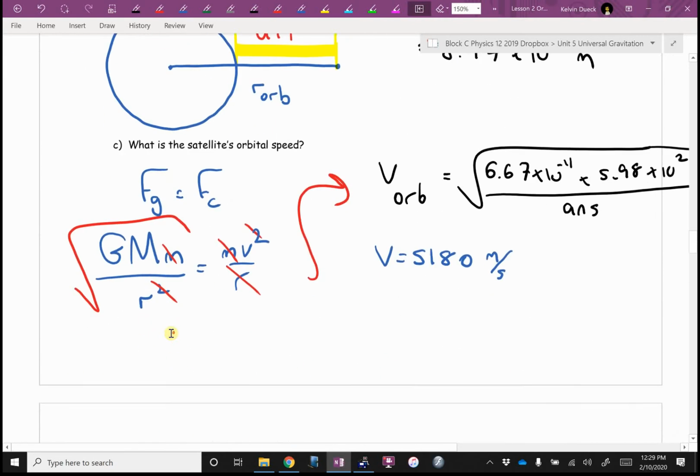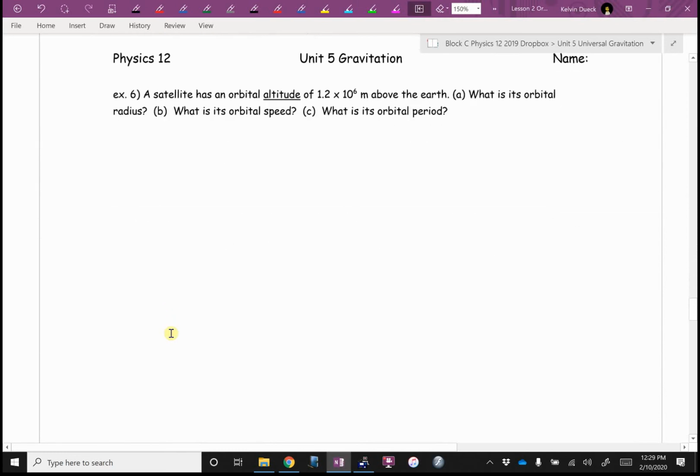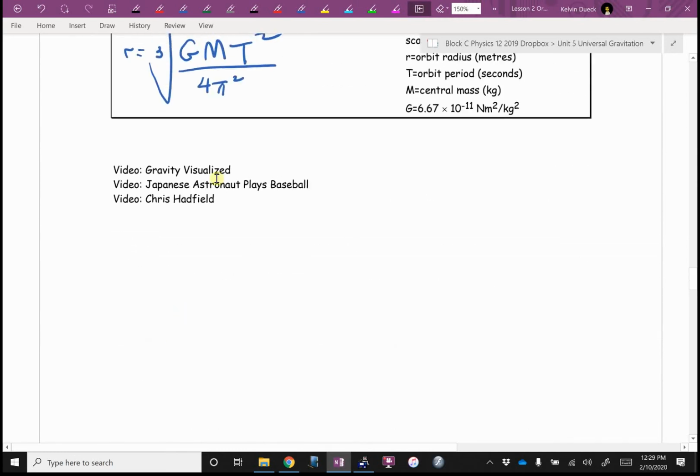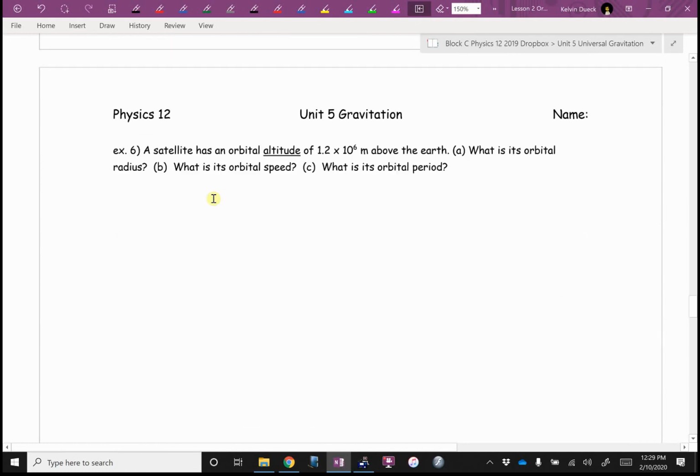So we got all the way up to and including example 6. I think with you folks, we watched the gravity visualization with the stretchy sheet of Lycra as an illustration of gravity. We did watch the astronaut playing baseball, and I think I showed you the Chris Hadfield video as well. So example 6: a satellite has an orbital altitude of 1.2 times 10 to the 6th meters above the Earth. A says, what's its orbital radius?